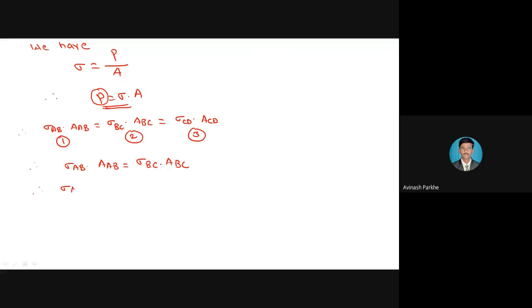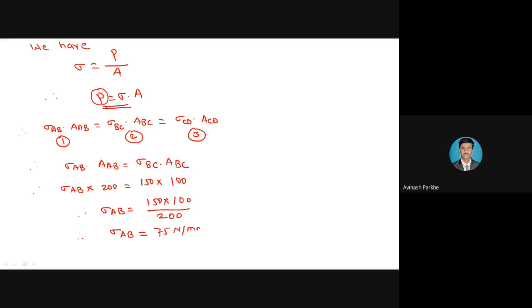Now sigma of AB is the unknown parameter. Area of AB is given as 200. Sigma of BC, the maximum stress, is given as 150. Area of BC is 100. So I calculate sigma of AB equal to 150 into 100 divided by 200. Therefore, sigma of AB is equal to 75. Please check the value. How much? 75.